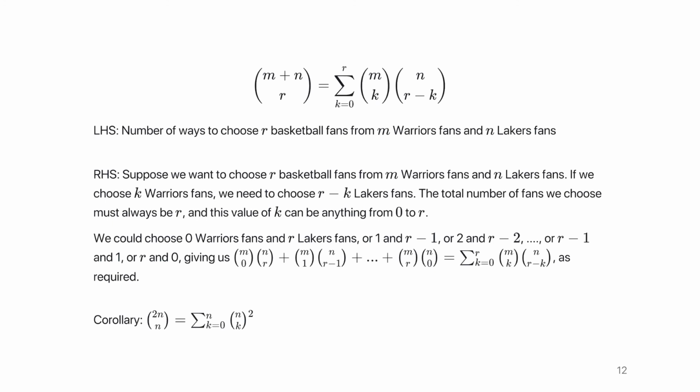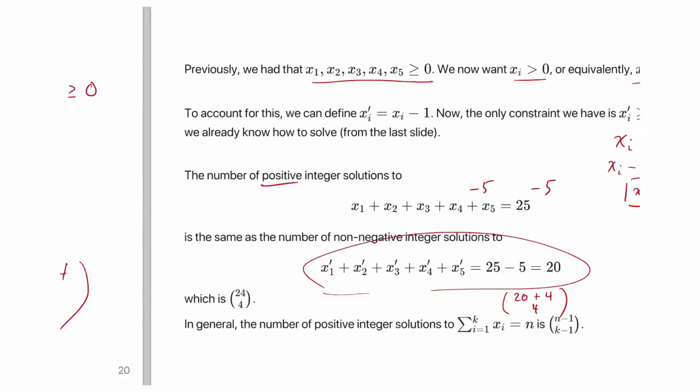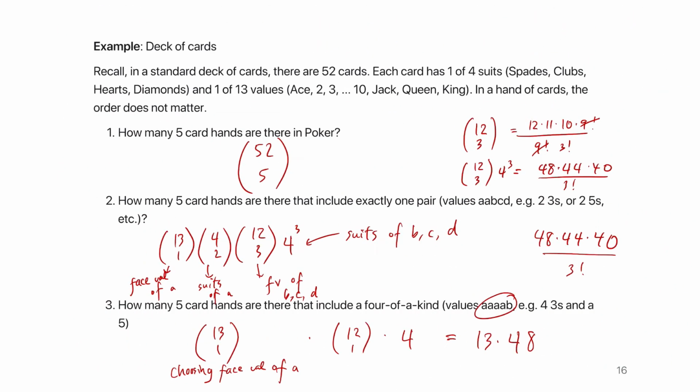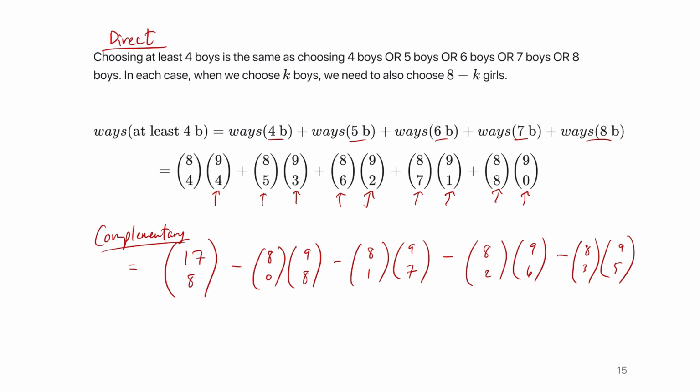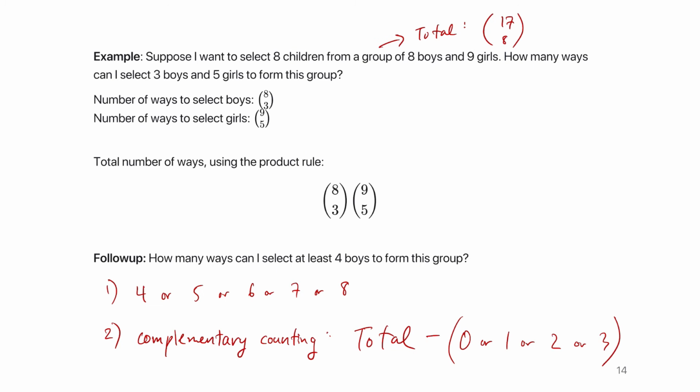Let's take it up. So this is actually very similar to one of the counting examples we looked at the end of last class. Remember, the example was, suppose I have 8 boys, 9 girls, I want to select 8 children. We said the total number of ways to select them is 17 choose 8, but the number of ways I can select at least 4 boys to form the group is I could either choose 4 boys and 5 girls, 4 boys and 4 girls, 5 and 3, 6 and 2, 7 and 1, or 8 and 0.